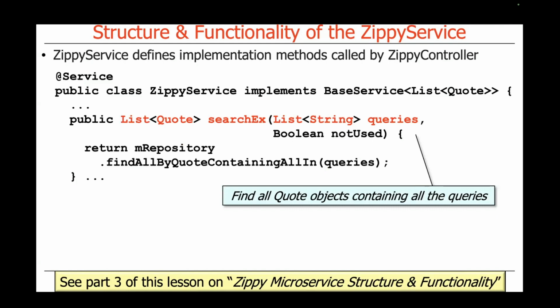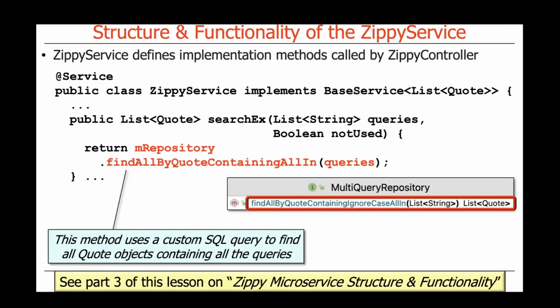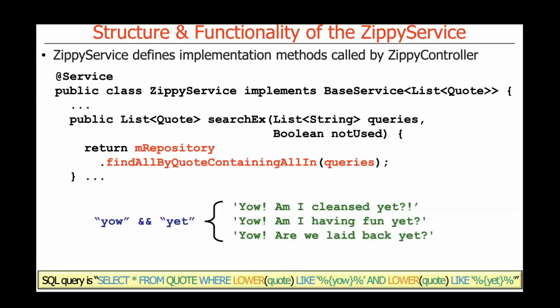And then the last piece of the puzzle here is the searchEX method, which is going to find all the quote objects in the database that contain all of the queries. And in this case, we're going to call our custom SQL query findAllByQuoteContainingAllIn. And you can see here that that's going to take the list of queries and it's going to find all the quote objects containing all of the queries. And so that's effectively what we show here.